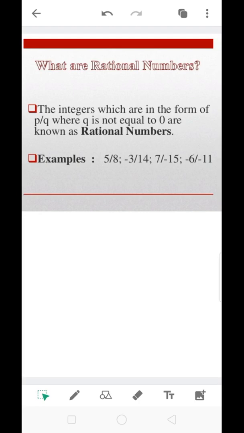So, any number expressed in the form p by q, where p and q are integers, can be positive or negative. But only one condition: while expressing a rational number, the denominator should not be 0 because division by 0 is not defined. Are you clear?